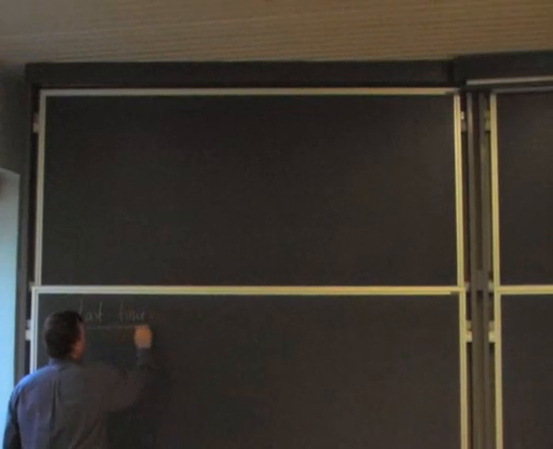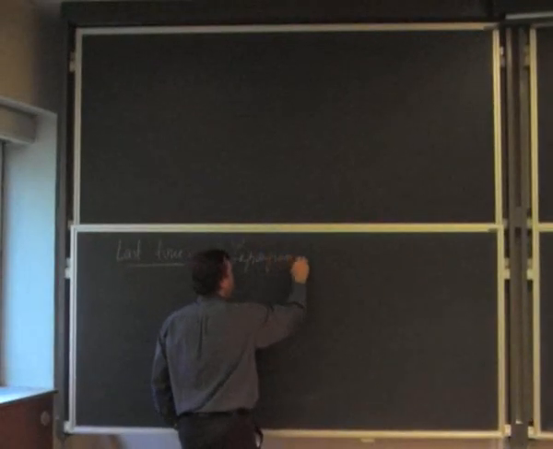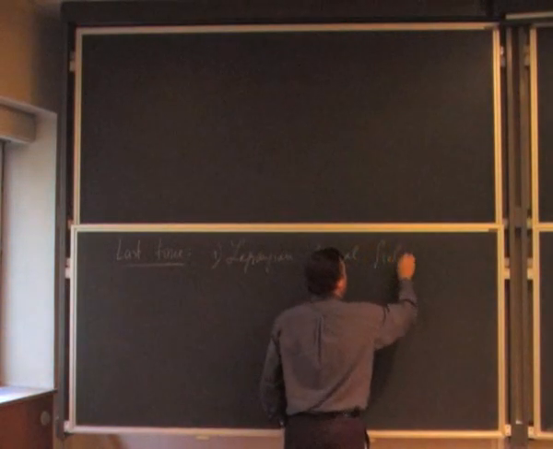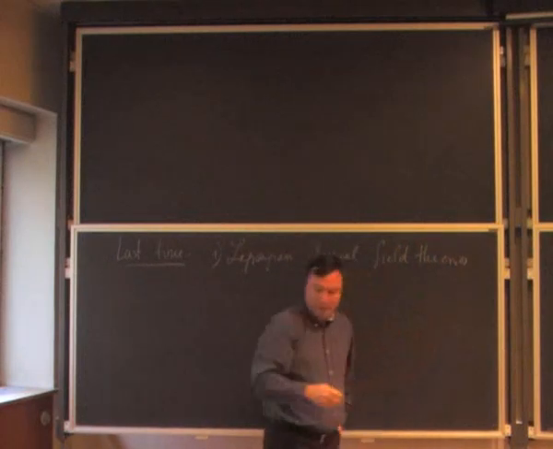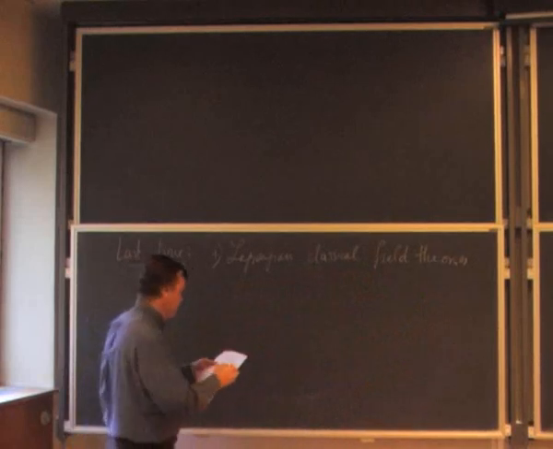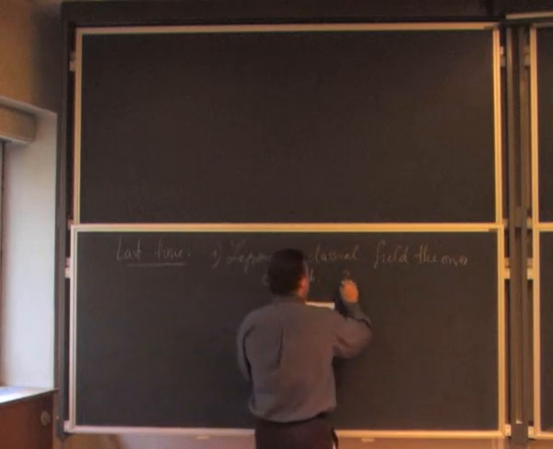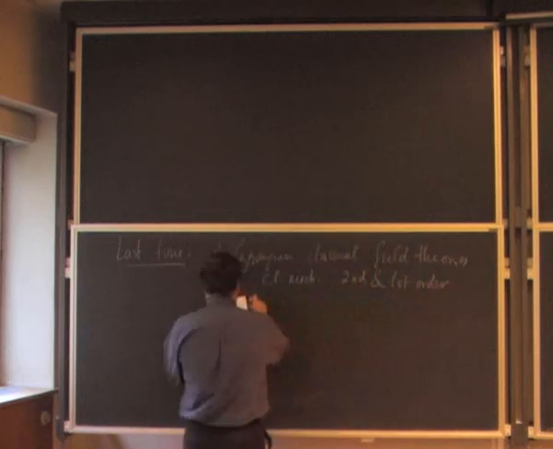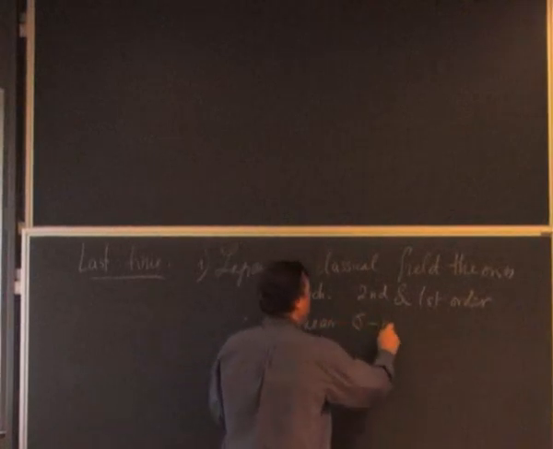Let me briefly recall what happened last time. So we have Lagrangian classical theories. And the main examples were classical mechanics, second and first order, and the nonlinear sigma model.